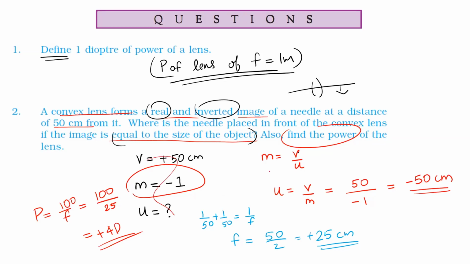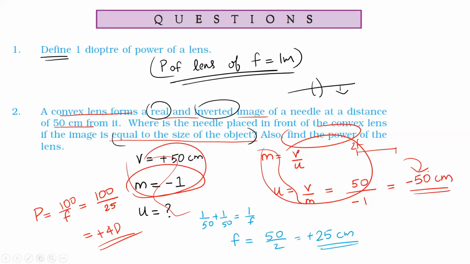Or you can also skip this step if you know the ray diagram. If object size is equal to image size, you can immediately know it is placed at 2F. If you place it at 2F, the sizes should be equal. So if you know the ray diagram, you can reduce this many steps. You can directly write this and solve the question. But it is better to follow these steps.